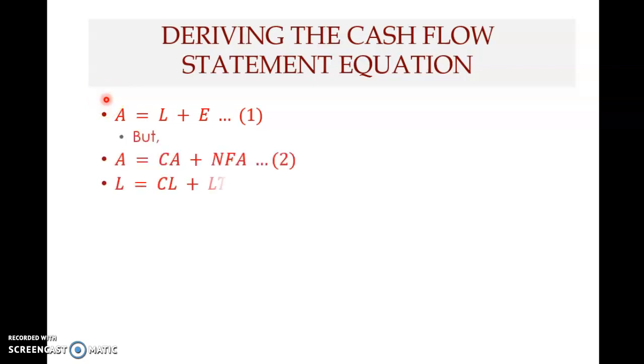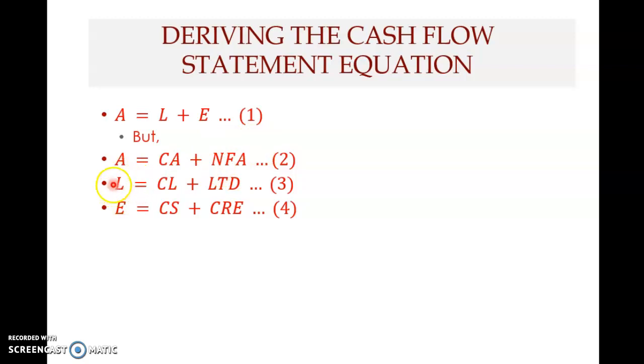Now we can divide each of these items into smaller items. That means we can break assets into two parts, liabilities into two parts, and equity also into two parts. First, assets will be equal to CA plus NFA. CA stands for current assets, NFA stands for net fixed assets. We use net fixed assets because there will be depreciation from fixed assets. Therefore, we take net fixed assets, not gross fixed assets.